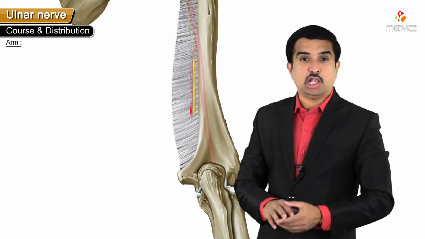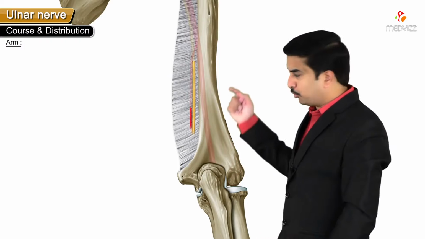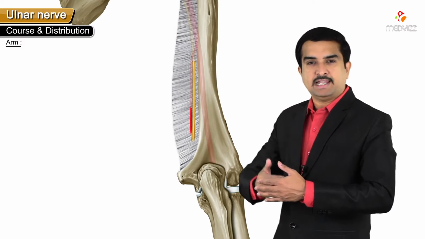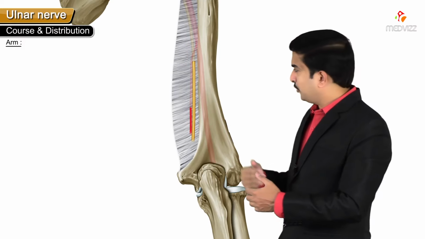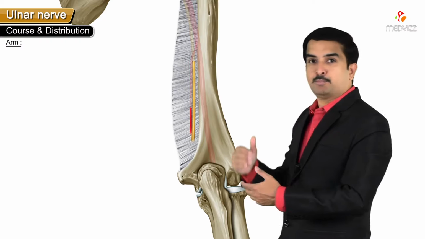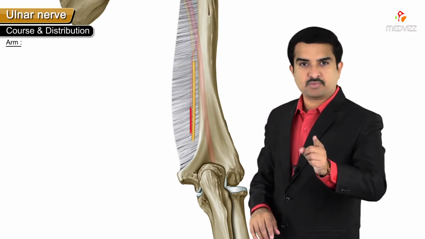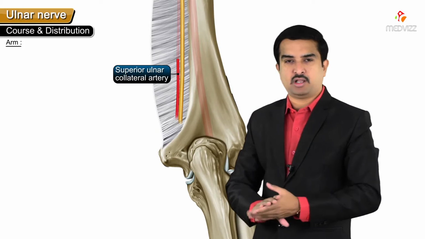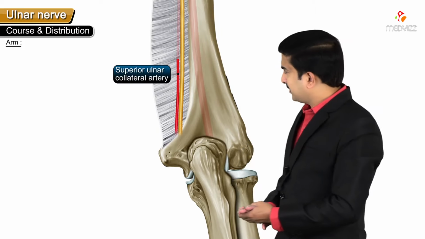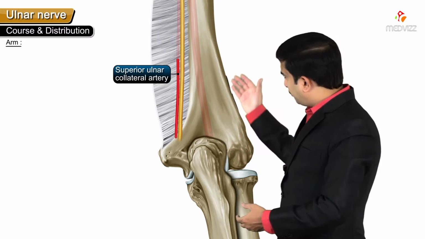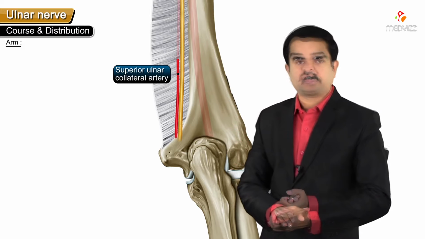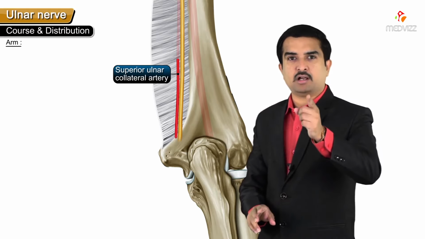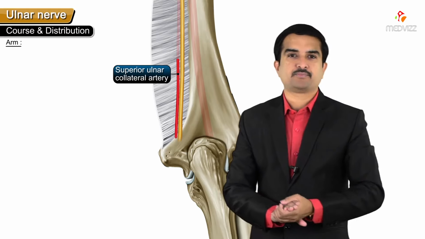And the nerve runs along the lower aspect of the posterior compartment of the arm, which means once the nerve enters the posterior compartment, in the lower aspect of the posterior compartment of the arm, the ulnar nerve runs along with the superior ulnar collateral artery.